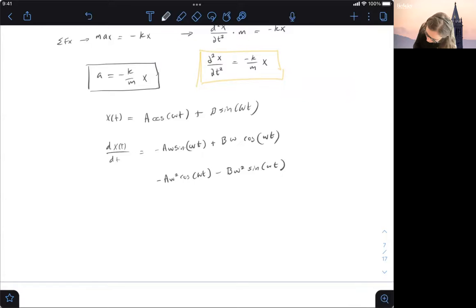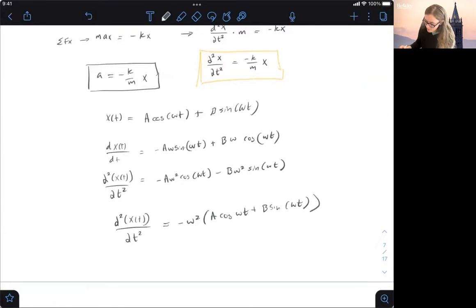Okay, and that's equal to the second derivative of x of t with respect to time. Now here's where things get kind of interesting. So I can pull out, this is how we're solving for w, right? This is how it happens. This is the magic. Negative w squared, and then we have a cosine of wt plus b sine of wt.